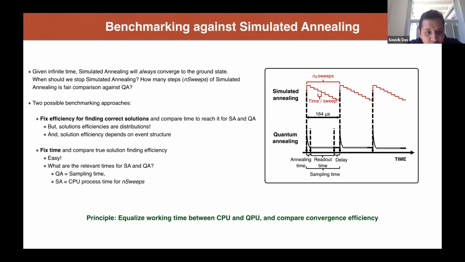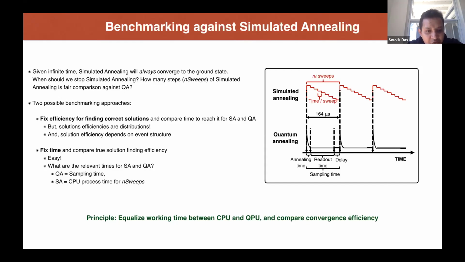There are two possible benchmarking approaches. One is to fix the efficiency for finding the correct solution. For example, I found 66% efficiency for the quantum annealer, so maybe we can see how much time it takes for a simulated annealer to get to 66% efficiency. But there are some drawbacks, because solution efficiencies are really distributions when you have a bunch of events, right? So which solution efficiency do you match? How can you actually match the distributions? Also, it depends on event structure.